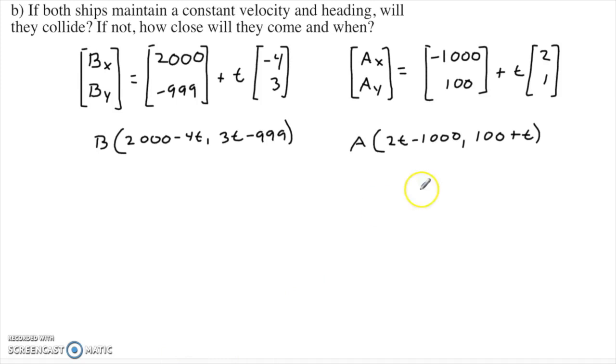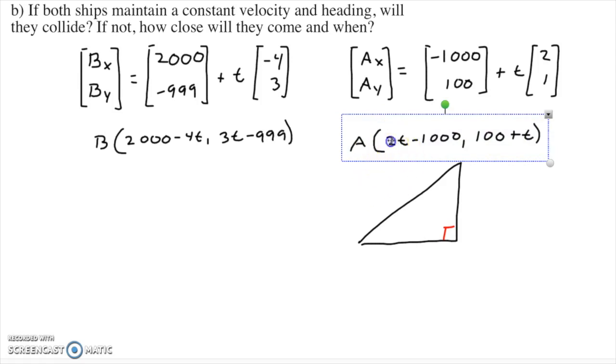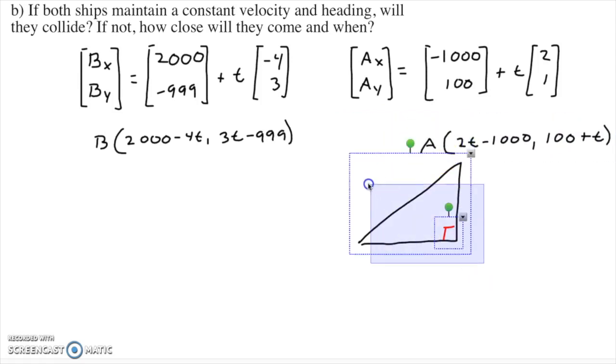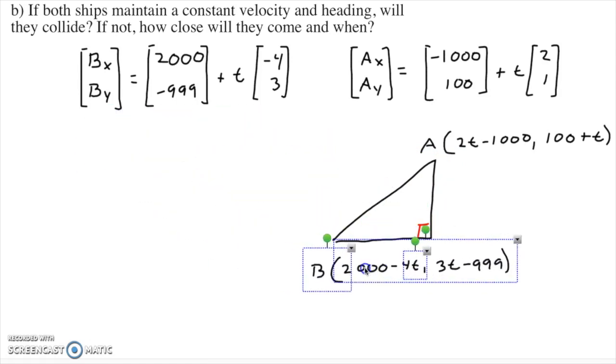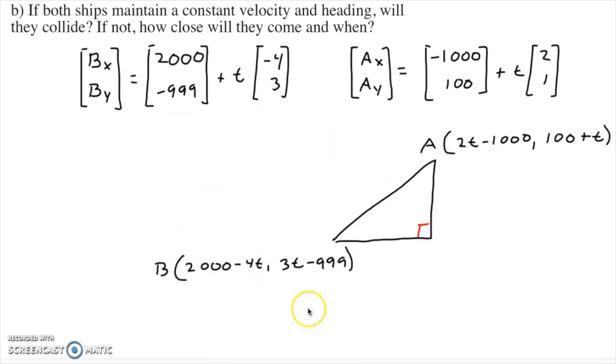If I want to know how far apart they are at any given time, all I need to do is consider a right triangle where I place one ship at one corner and the other ship at the other corner. So let me place the Aberdeen-Fisher up at the top of my triangle, and then I'll place the Bandit down at the bottom of my triangle. And then all I need to do is calculate my delta x and my delta y. So this would be the delta x, the change in the x positions of the two ships, and this would be my delta y, the change in the y positions of the two ships.